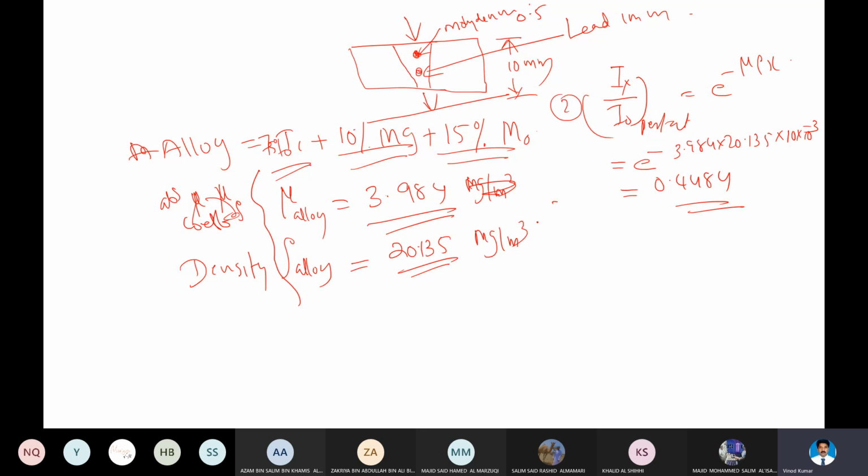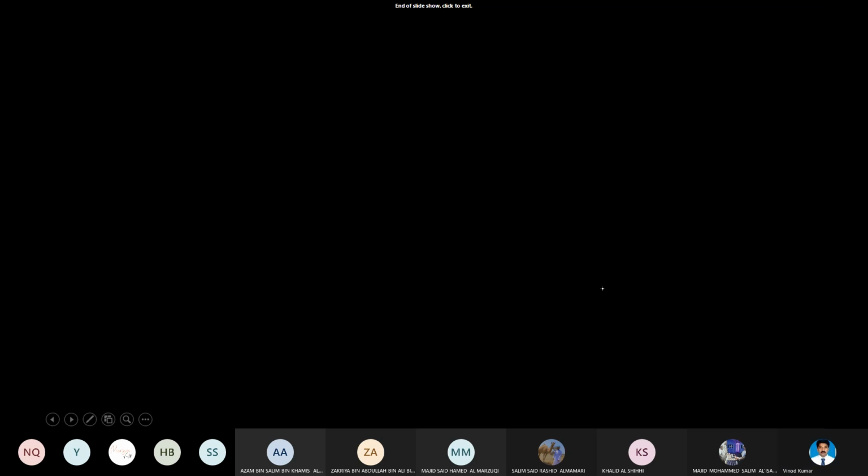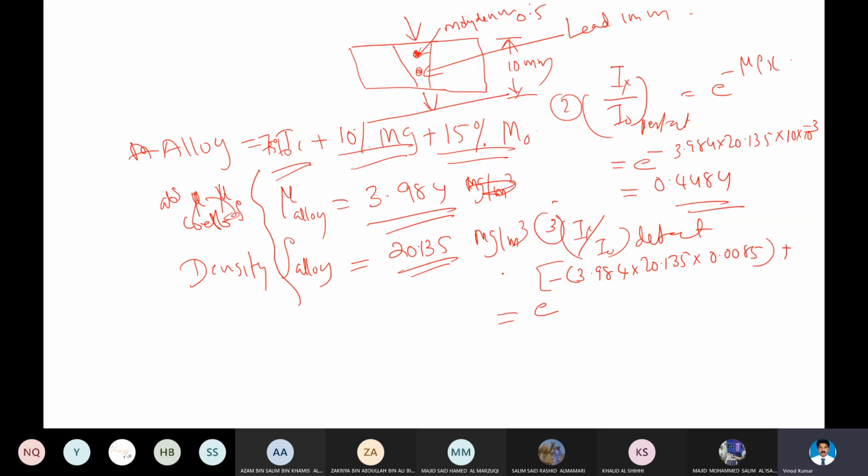The third question was to calculate through the defect. How much is through the defect? It is e raised to minus mu x, that is the equation. So 20.135 times 0.0085 plus, again minus 10.2 times 79 times 0.005.